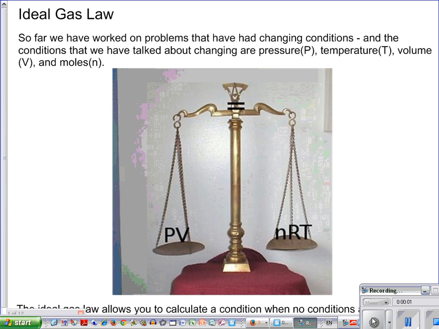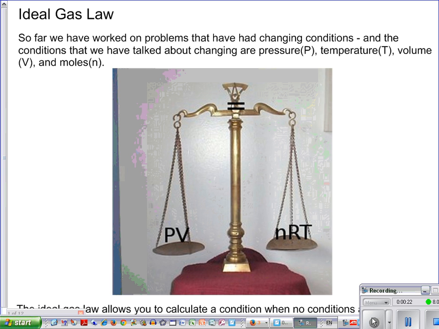So today we're going to talk about the ideal gas law. With the ideal gas law, what makes this a little bit different is that it's not two different situations. If you think about the types of problems we've done up until this point, we've said, what if it's this pressure and volume in this situation, and we change the pressure, what's our new volume? So we had two different situations.